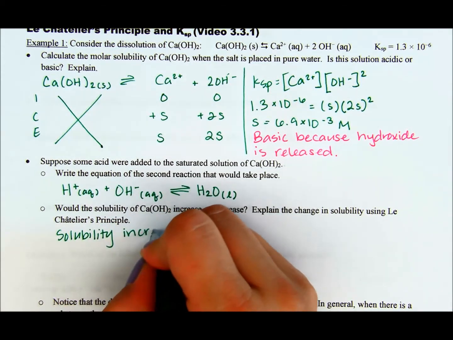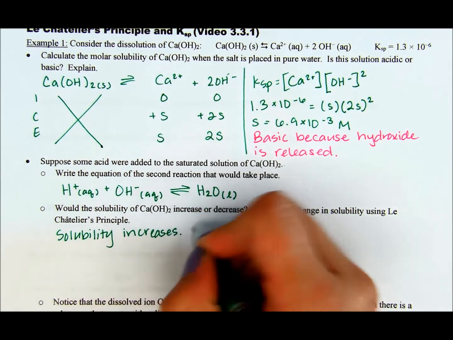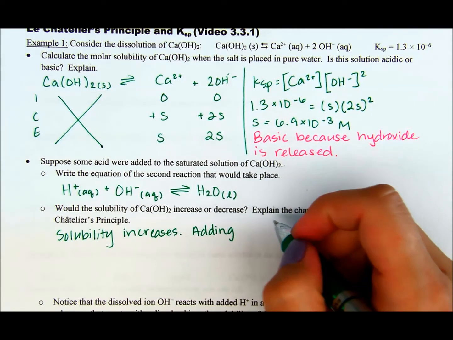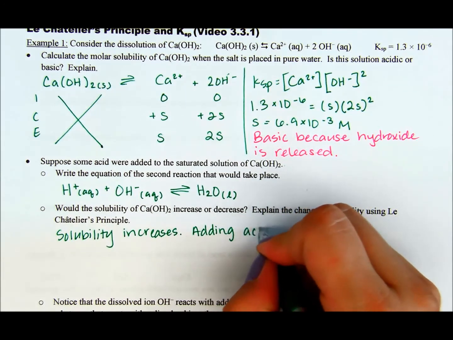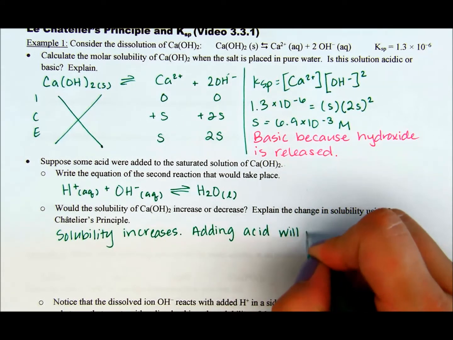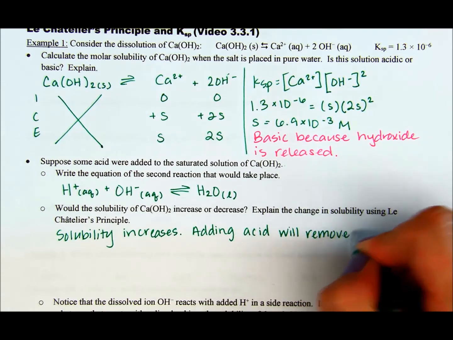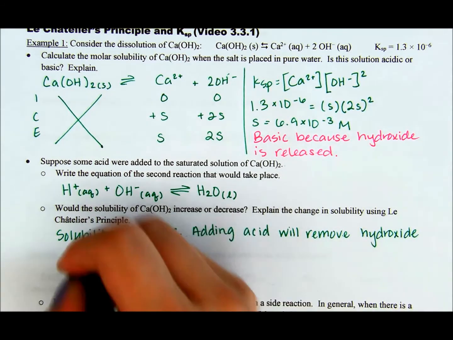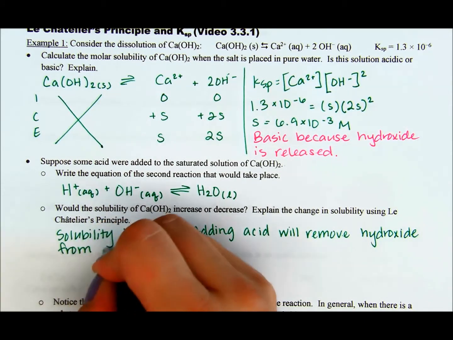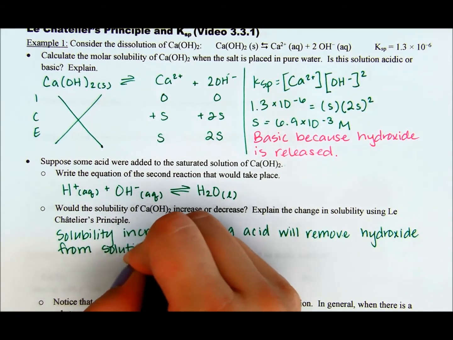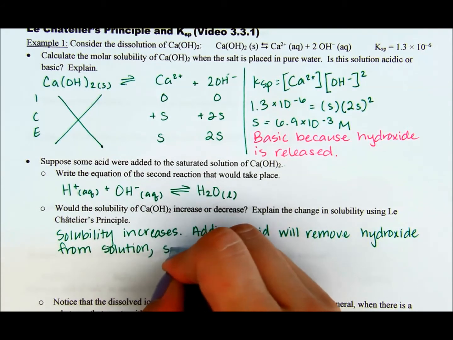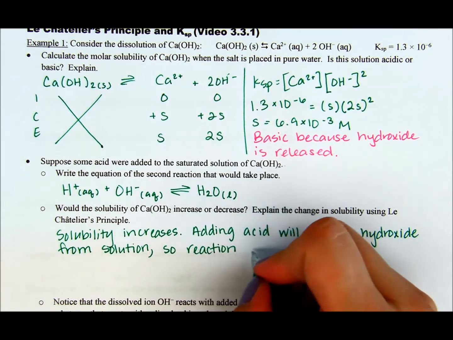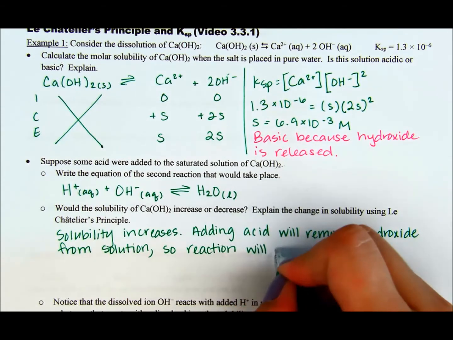Solubility increases. Adding acid will remove hydroxide from solution. So the reaction will shift to the right to restore equilibrium.